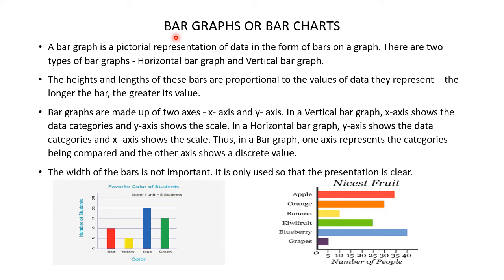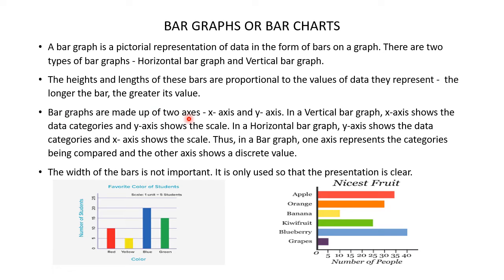Now let's learn in detail about bar graphs or bar charts. A bar graph is a pictorial representation of data in the form of bars on a graph. There are two types of bar graphs, horizontal bar graph and vertical bar graph. So this is an example of a vertical bar graph, and this is an example of a horizontal bar graph. The heights and lengths of these bars are proportional to the values of data they represent. The longer the bar, the greater its value.